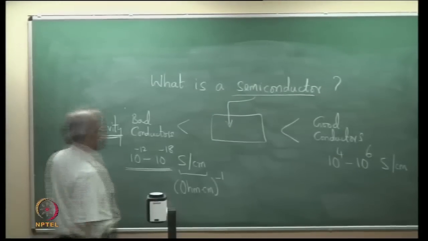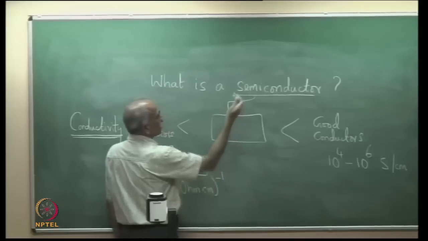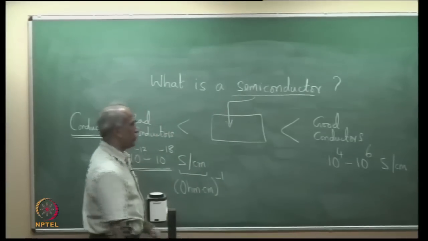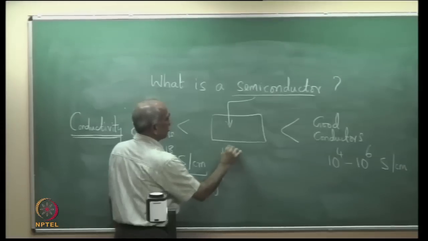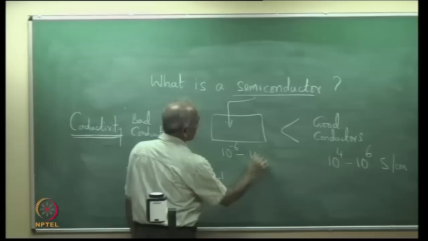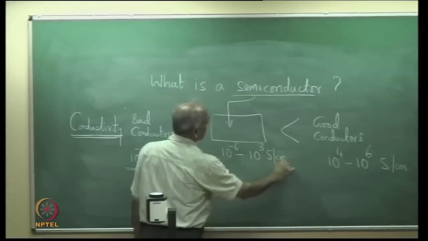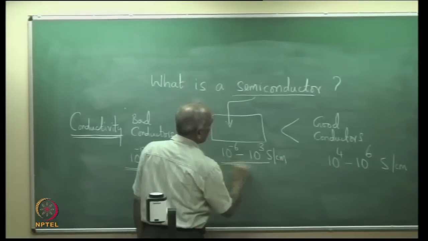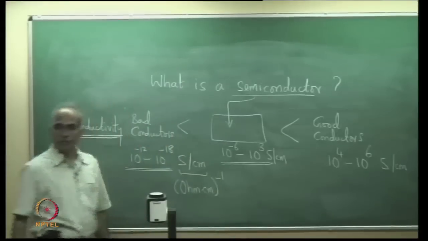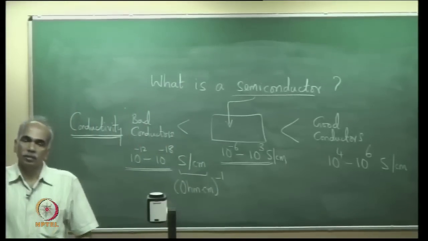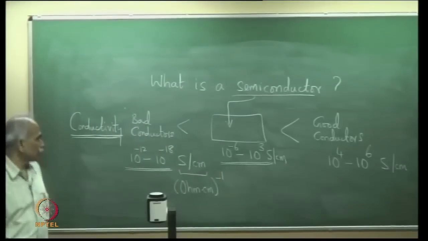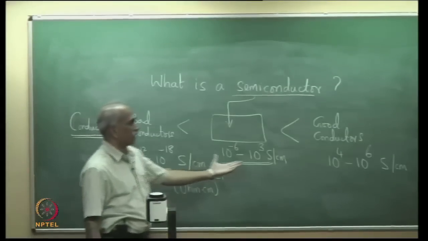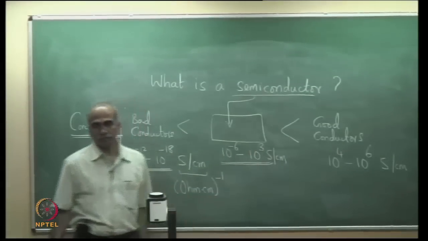So semiconductors, in general, most of the practical semiconductors which we use, have conductivity between 10 power minus 6 and 10 power 3 Siemens per centimeter. Depending on the doping concentration, as we will see, the conductivity can be increased. So semiconductors generally have conductivity in this range.